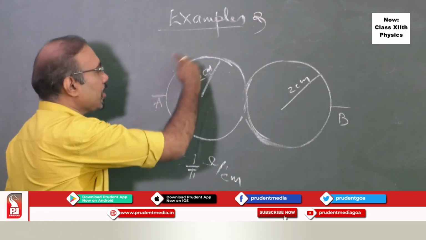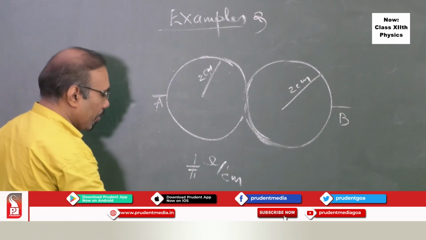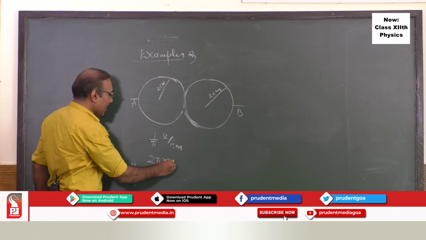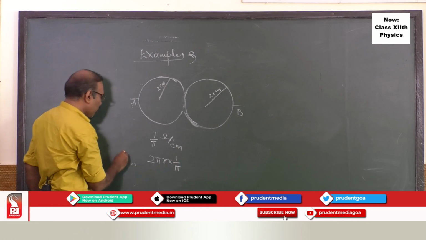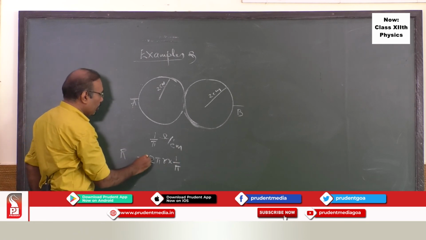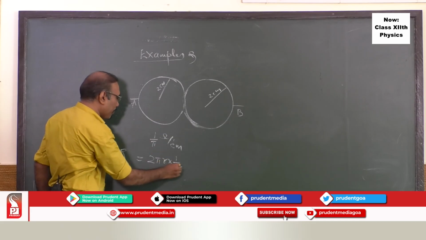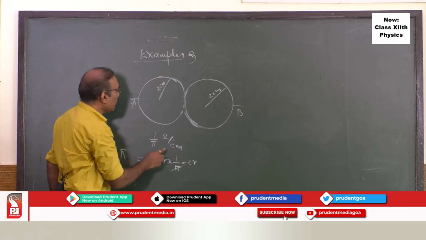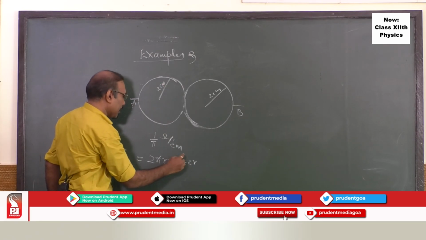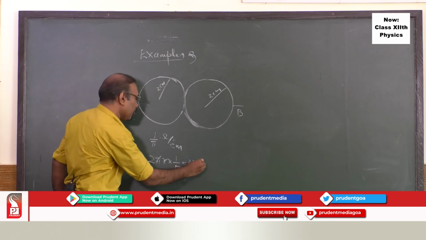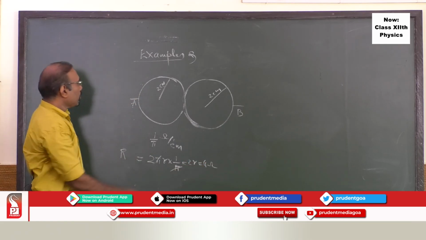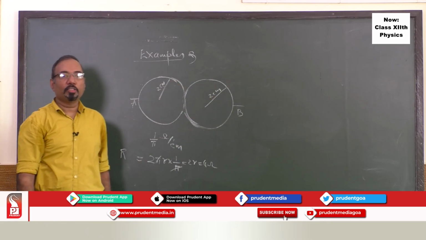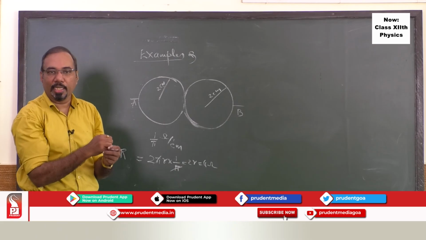First, find the resistance of this circular loop. The circular loop will have length 2 pi r. So the length is 2 pi r, and its resistance per unit length is 1 by pi. So the resistance of the circular loop will be 2r, as pi gets cancelled. r is 2 centimeters. Centimeters get cancelled, and it will be 4 ohm. So this particular loop is 4 ohm. This particular loop is 4 ohm. Naturally, the total resistance will be 8 ohm, isn't it?